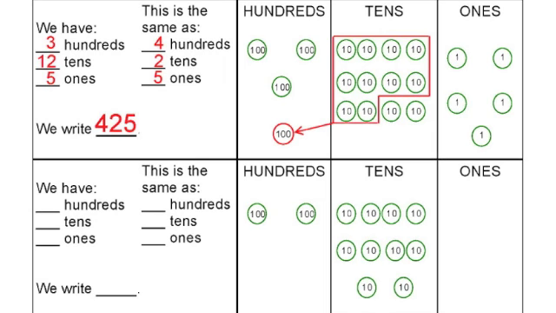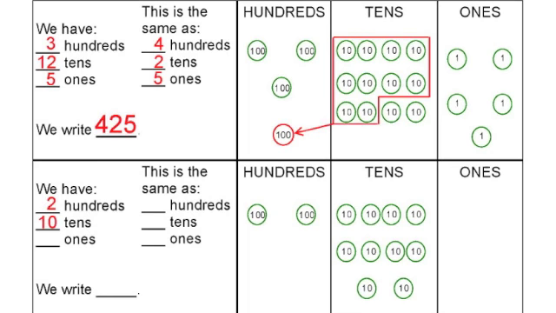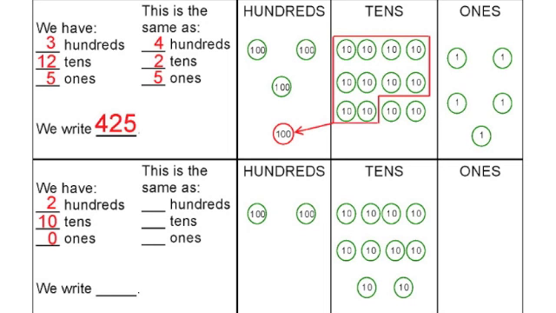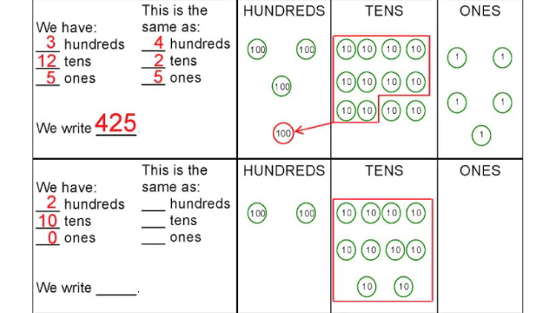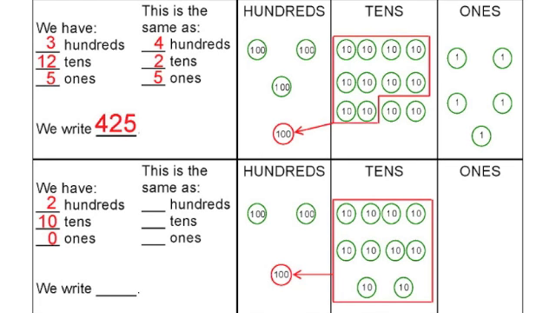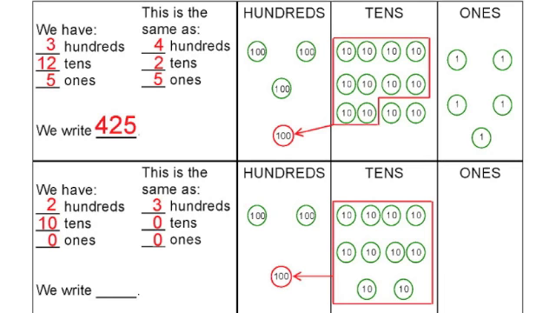That didn't change. So if I have 4 hundreds, 2 tens, and 5 ones, I end up with 425. So let's do the second problem. I have 2 hundreds, looks like 10 tens, and 0 ones. Again, I have 10 or more tens, so I can regroup that. I'm going to put 10 tens, box them up, and put 100 into the hundreds column. So I'm now going to have 3 hundreds, 0 tens, because there are no tens left over, and we didn't have any ones to begin with. So my final answer is going to be 300.